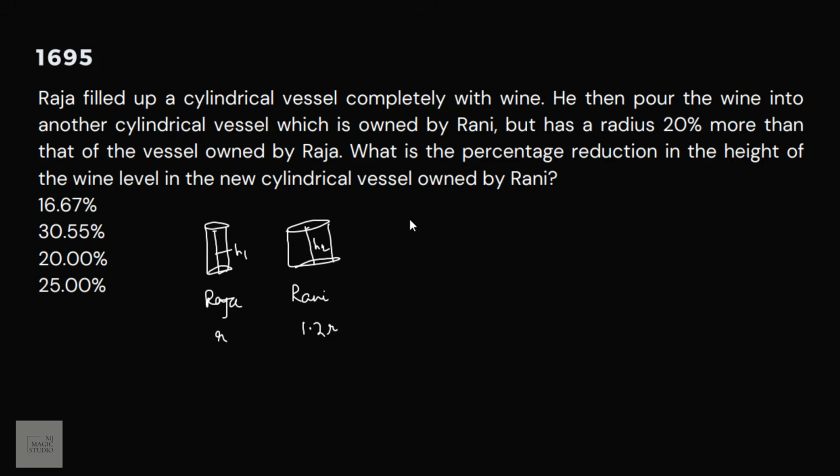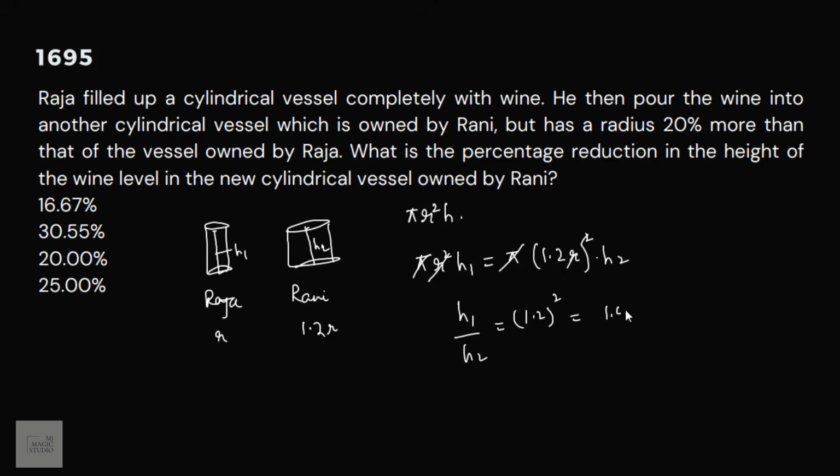Volume of cylinder is given by pi r square h. That means pi r square h1 is equal to pi into 1.2 r whole square into h2. R square cancels. h1 by h2 is 1.2 whole square, that is 1.44. 144 by 100, 72 by 50, or we can say 36 by 25.